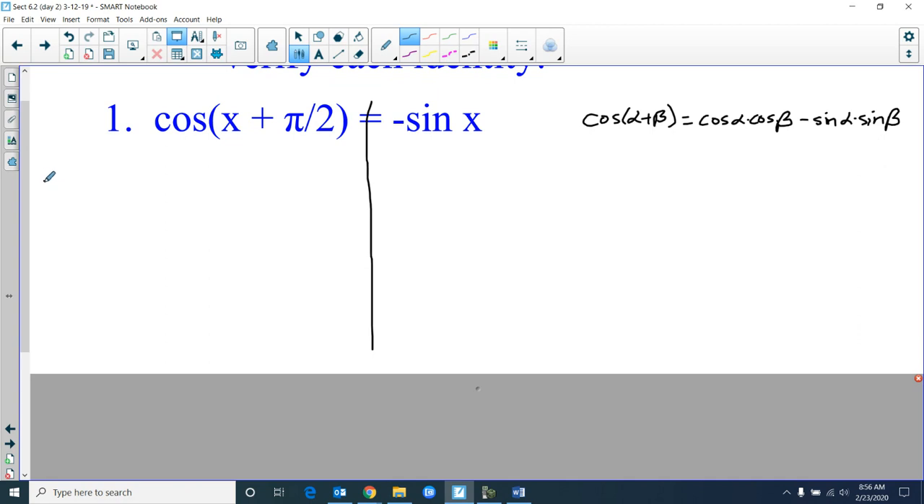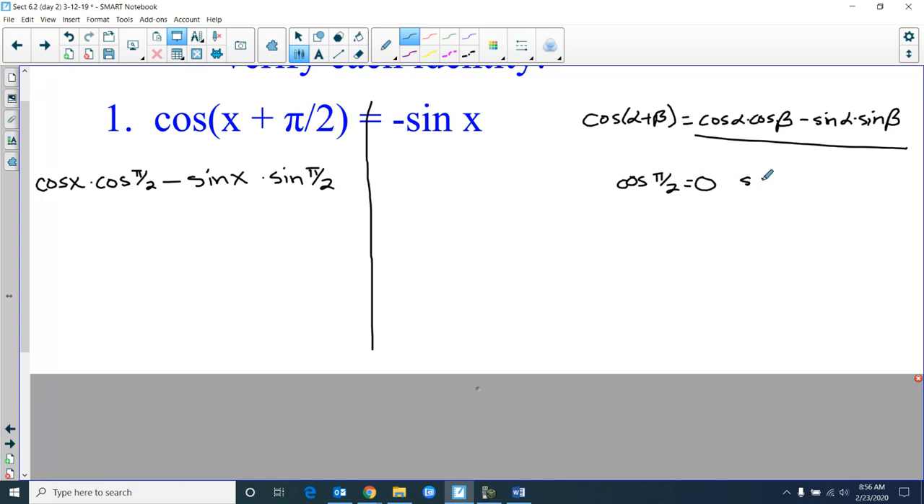All right, cosine of the first angle, cosine of x. Cosine of the second angle, cosine of pi over 2. Minus, okay, we got to use this formula, minus sine of the first angle, which is sine of x, times sine of pi over 2. All right, we don't know anything about x, but we do know pi over 2. What is the cosine at 90 degrees? Okay, that is 0. What is the sine of pi over 2? Sine of pi over 2 is 1.